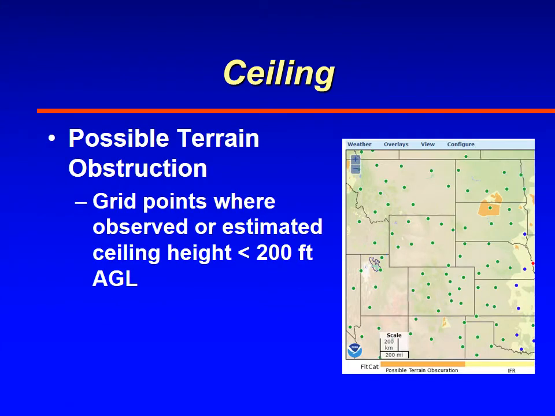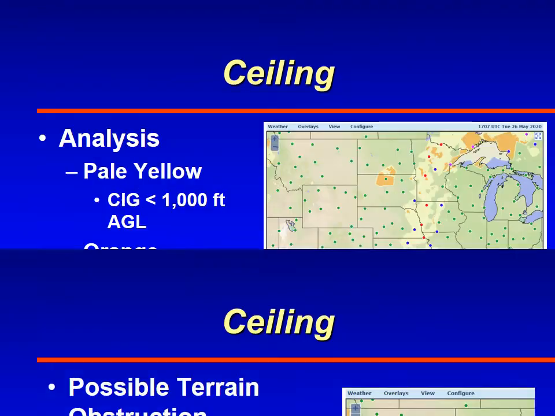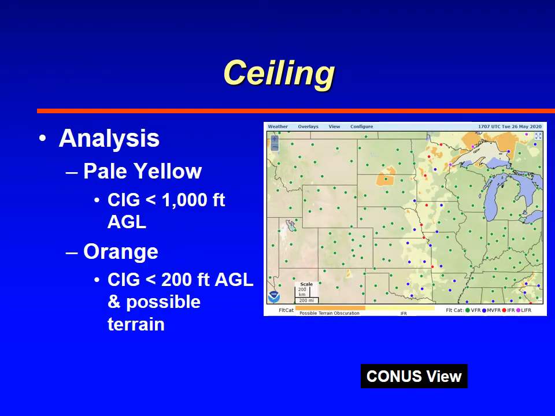They also plot areas where there's possible terrain obstruction. What they do, they look at the ceiling, and if the ceiling's less than 2,000 feet above the ground, then they will assume that there is a terrain obstruction problem. So on the map, what they do is they plot areas where the ceiling is less than 1,000 feet in pale yellow, and where there is possible terrain obstruction, then you will see orange conditions, and that's where the ceiling is less than 200 feet.